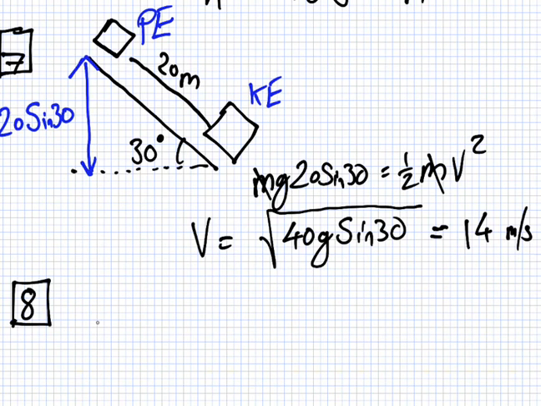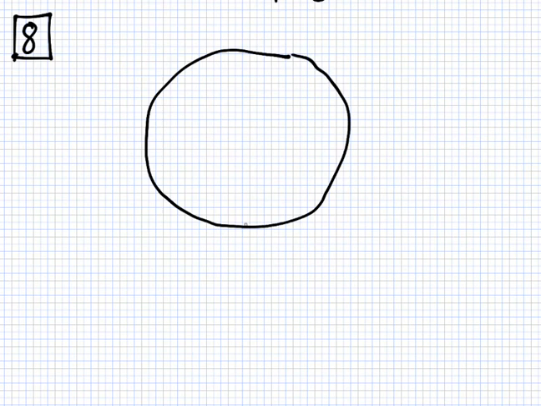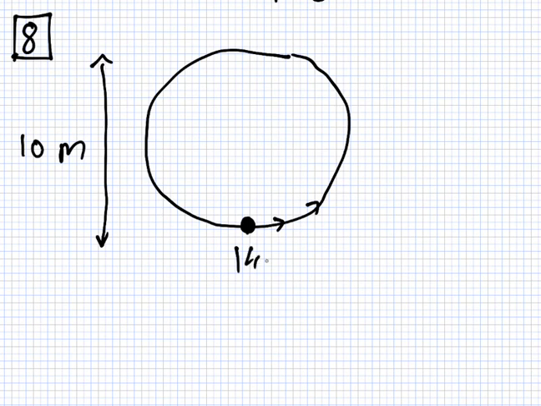So let's have a look at 8. I'll draw it for you. We have this ring, and there's a small ball here. And this ring here, its height is 10 meters. The ball is hit at 14 meters per second, and the ball will go around until it gets to here, and it will continue. But they would like to know the speed here. That's what they want. They want the speed.